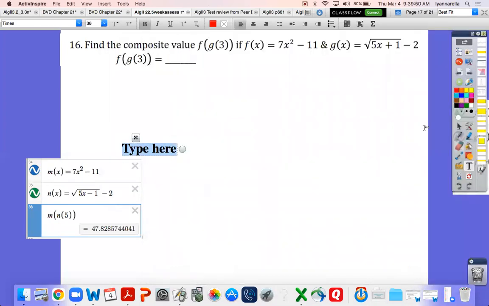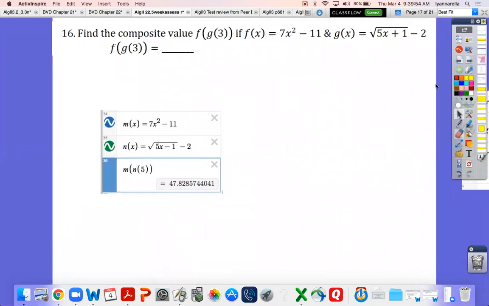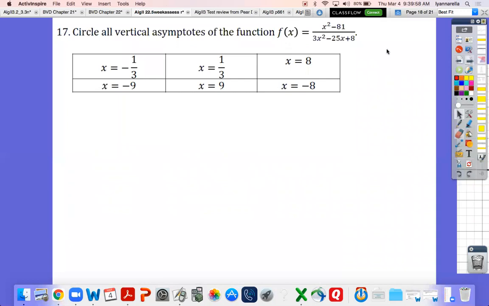Okay. So composites are easy too. I mean, I'm not kidding, guys. This is a pure Desmos test. All vertical asymptotes, I would graph it, and then I would one at a time graph x equals -1/3, x equals +1/3, x equals 8, x equals -9, x equals +9, x equals -8. If any of these graphs touch this graph, scratch them off. They're not an asymptote. Asymptotes can never touch the graph.